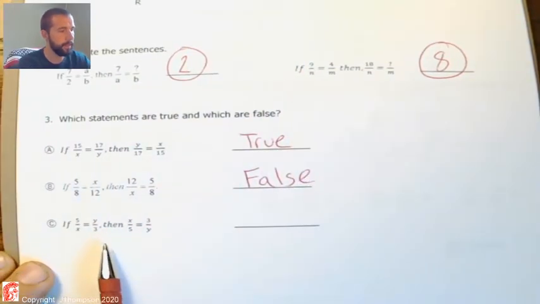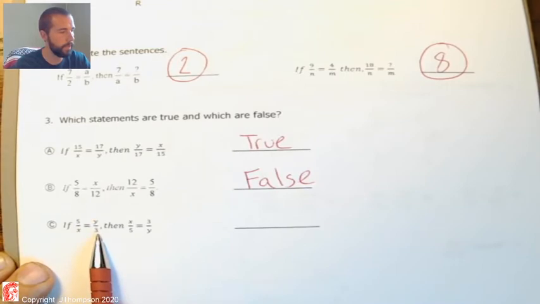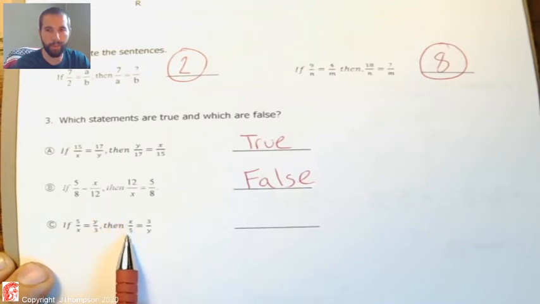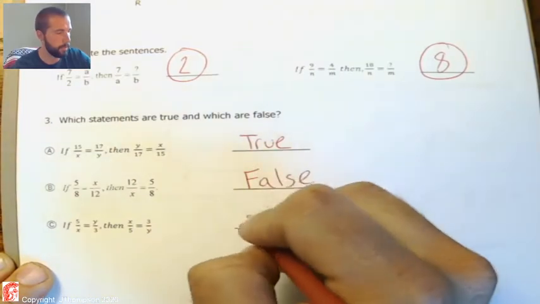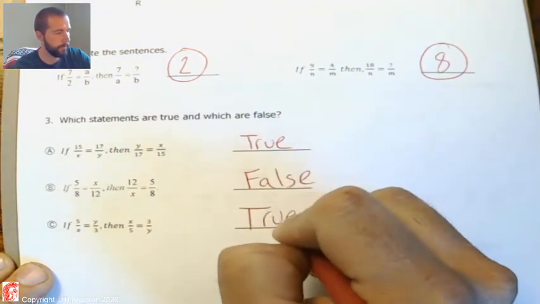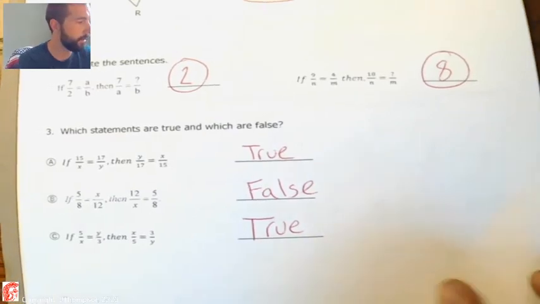And then for C, 5 over x equals y over 3. So then we have x over 5, so that would be flipping the 5 and the x. So then we would have to flip the y and the 3, which we did, 3 over y. So that one's true. Okay, so that's how proportions work. If you're going to flip one side, you have to flip the other.